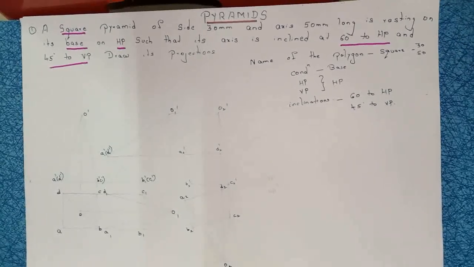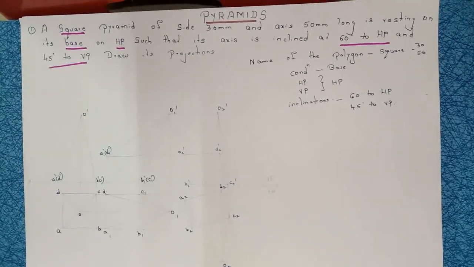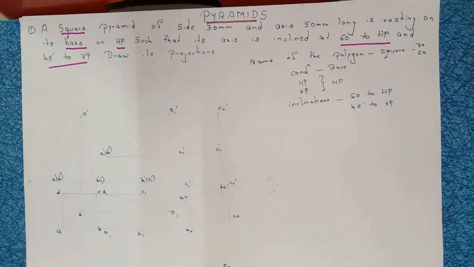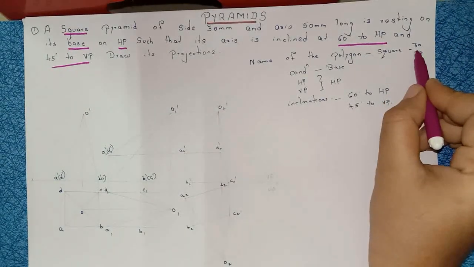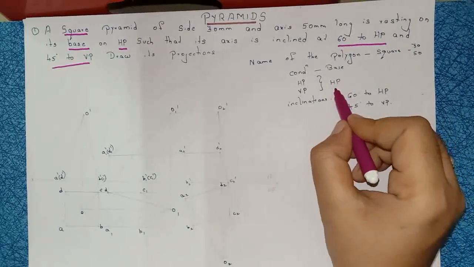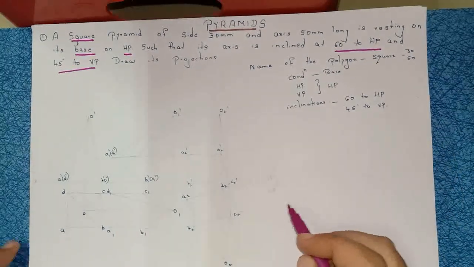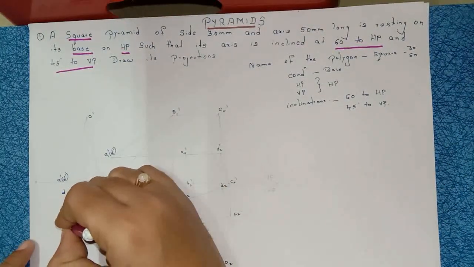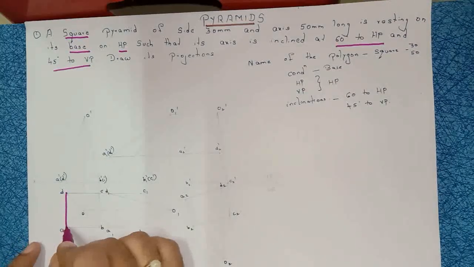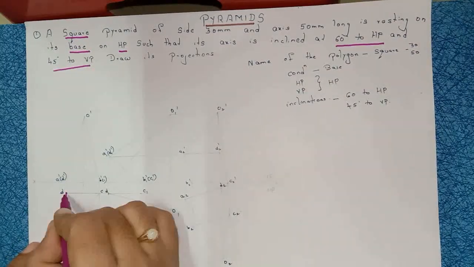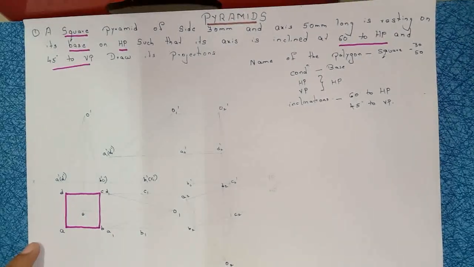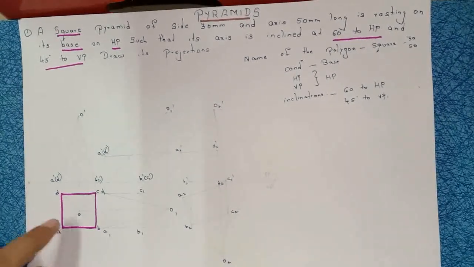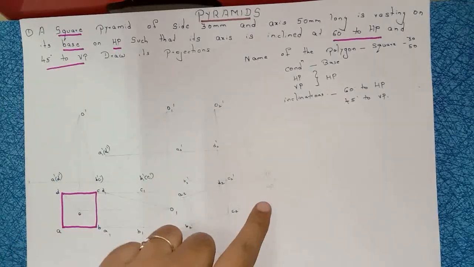Now start the problem. What do we have to draw? The polygon. What is the polygon here? Square. Length of the square is 30. What is the condition? Base, base on HP. Start with the base. Construct the square. Length of the square is 30. Base, square, base on HP.